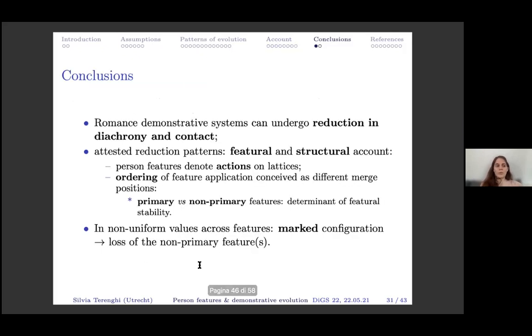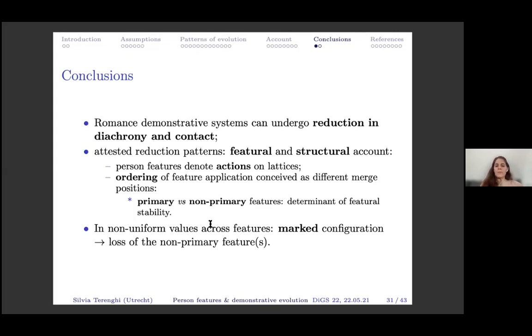So just to conclude quickly, I show that demonstrative systems across Romance varieties can lose one dyadic opposition in diachrony and in contact alike. And I argue that the attested reduction can be accounted for by featural and structural considerations. So first I took person features to denote actions on lattices, and I capitalized on the ordering of featural applications, and I translated this as different merge positions. So this derived a difference between primary and non-primary features.